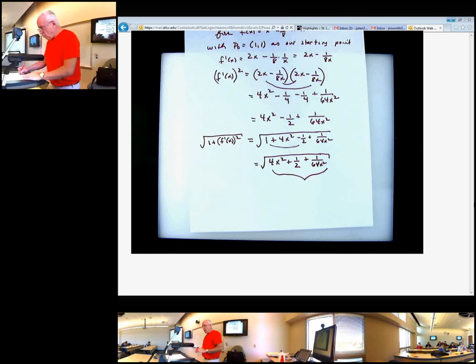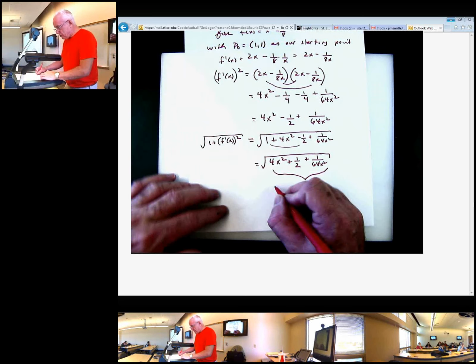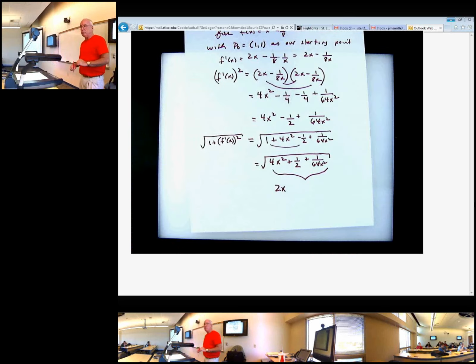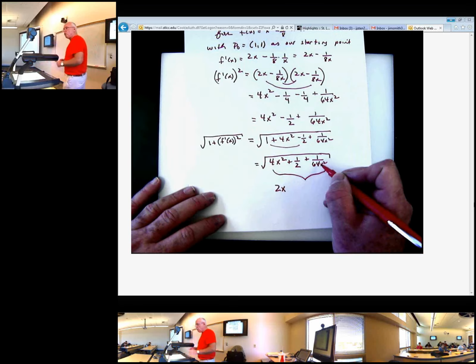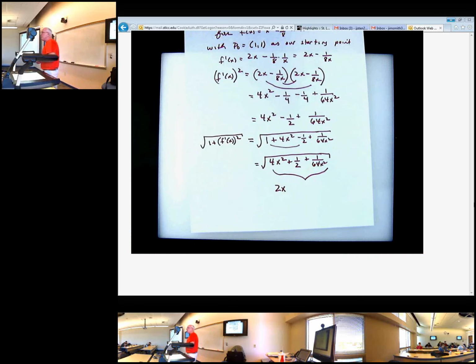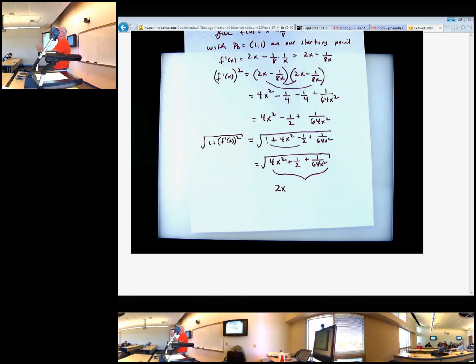Okay, first of all, this is a 4x squared, so we can start with a 2x. What are we going to need over here? What two things together that are the same will multiply to give me 1/64x squared? 1/8x times 1/8x. All right?